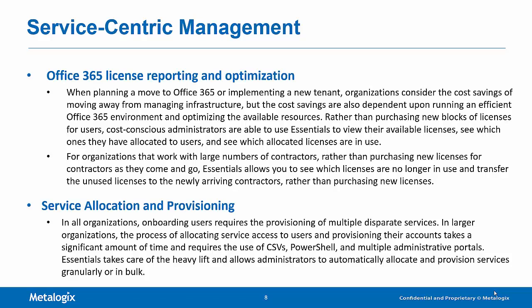So rather than purchasing new blocks of licenses for users, cost-conscious administrators are able to use Essentials to view their available licenses, see which ones they have allocated to users, and see which allocated licenses are actually in use. For organizations that work with large numbers of contractors, rather than purchasing a new license for contractors as they come and go, Essentials allows them to see which licenses are no longer in use and transfer the unused licenses to newly arriving contractors, rather than having to purchase new ones.